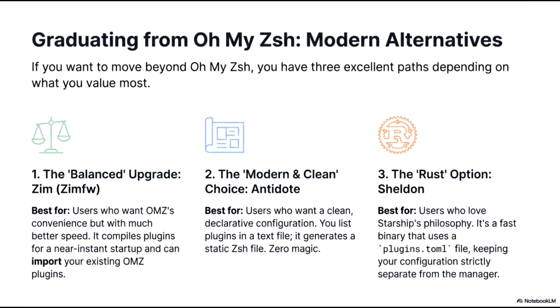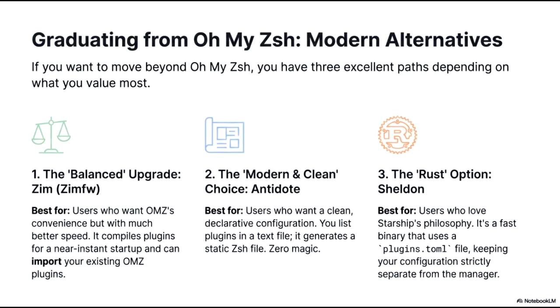If you are looking to move beyond Oh My ZSH, there are 3 excellent paths to consider depending on what you value most in your development environment. First is Zim, or Zim FW, which represents the balanced upgrade. It is ideal for users who want the convenience of Oh My ZSH, but demand much better speed. Zim achieves this by compiling plugins for a near-instant startup and even allows you to import your existing Oh My ZSH plugins seamlessly.